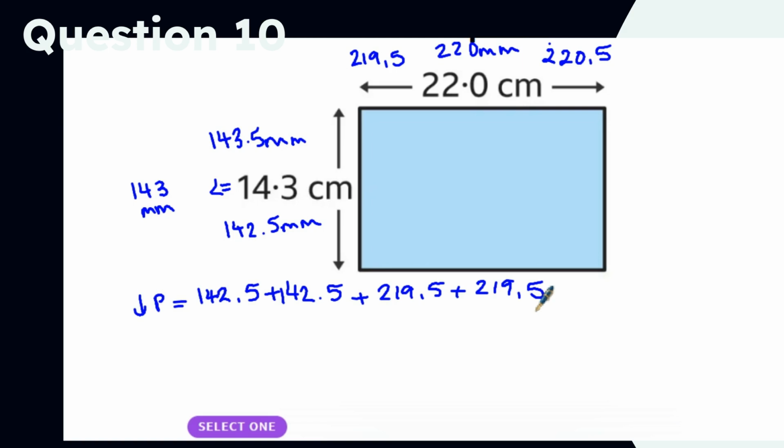220 millimeters has an upper bound of 220.5 millimeters, because any number under 220.5 millimeters would round down to 220 millimeters. The upper bound for the perimeter is 143.5 times 2 plus 220.5 times 2 equals 728 millimeters.